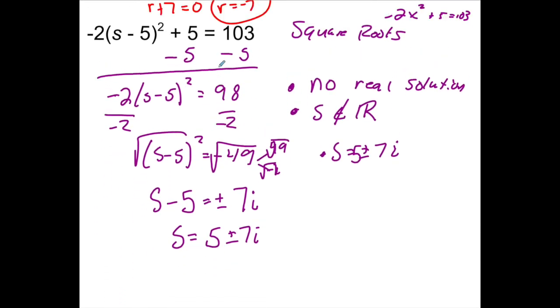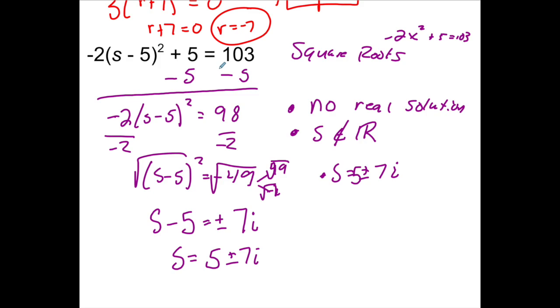And then finally here, we need to use square roots. So we isolate the square by subtracting by 5 and dividing by negative 2. We get a negative, so that when we go to square root it, we could say there's no real solutions, or it's not in the real numbers, or we could follow it along and solve with complex numbers.